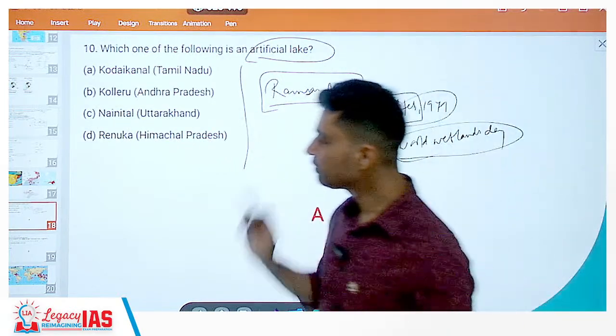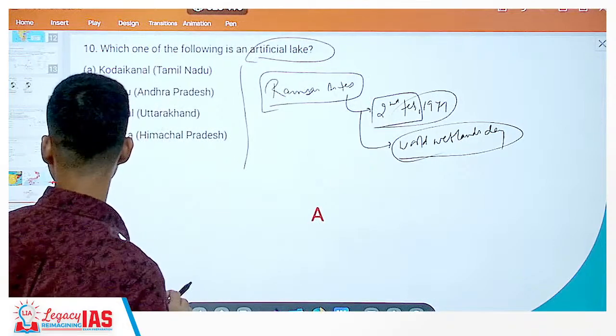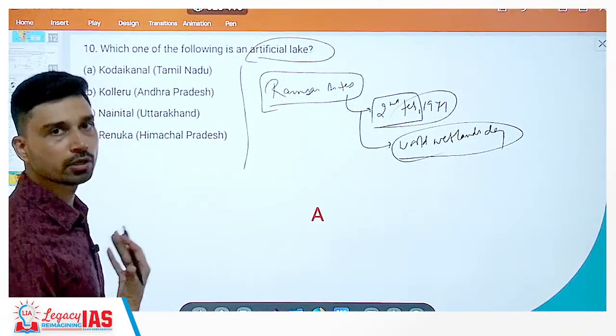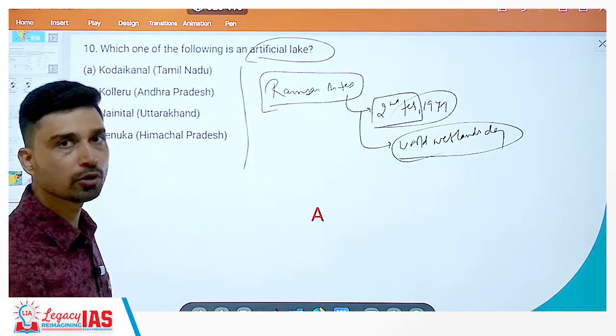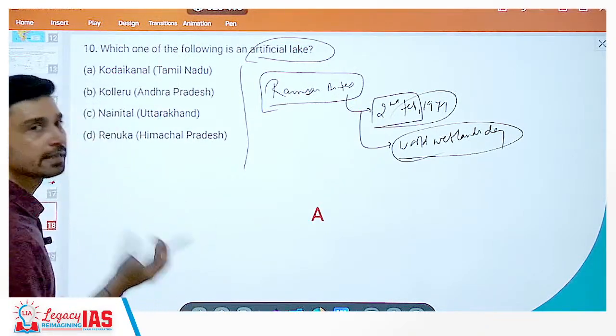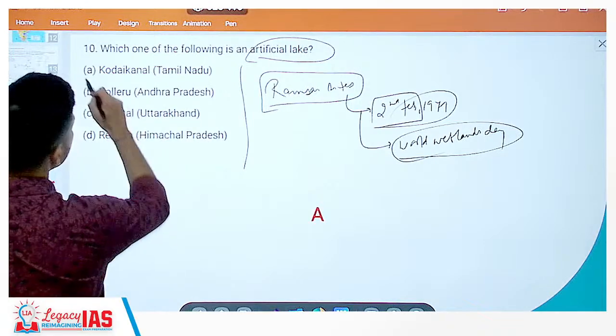So all of these four are wetlands. Now obviously again it is a factual question. There is no such logic that you can apply here to deduce the right answer. If you know this, you know this. If you don't know, then you cannot do anything in the examination. So basically the correct answer here is A.